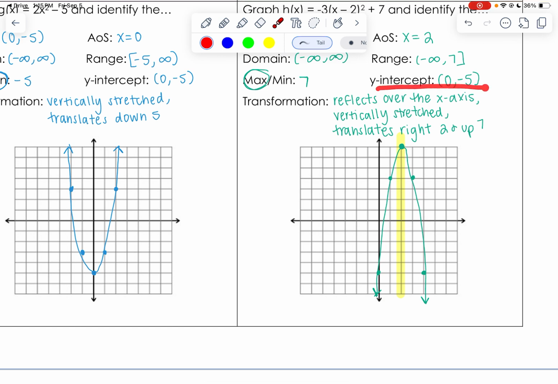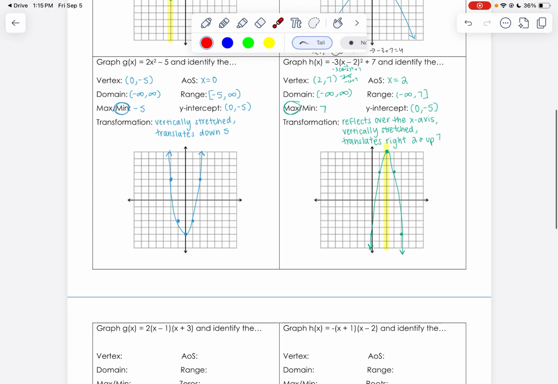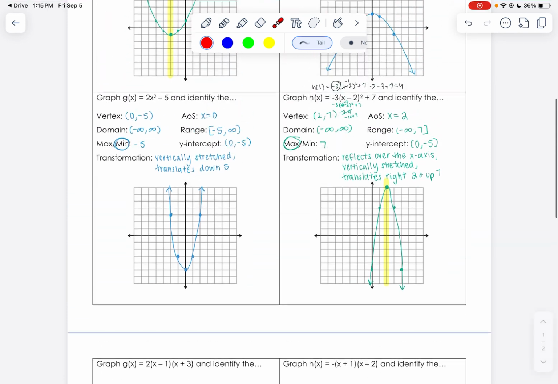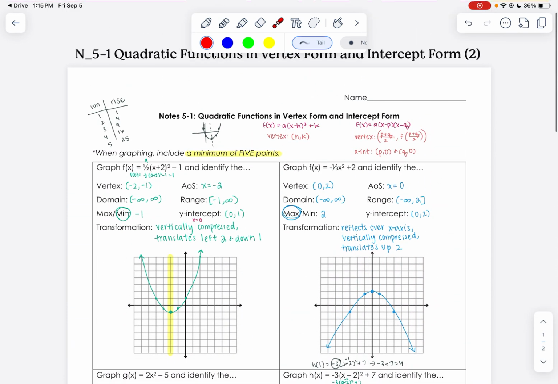Or you could have used your y-intercept as a point or your x-intercepts if you have those, which is what we're going to talk about in the next video. So we'll talk about intercept form in the next video. If you don't have your pink paper out, which hopefully you do, I would use this time to get it out and just double check all of those formulas. And then I'll see you in the next one.